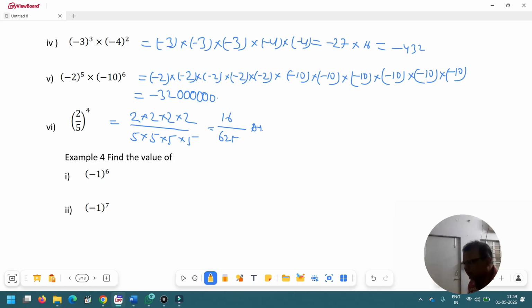Consider the next example. Find the value of minus 1 to the power 6. Since 6 is an even number, minus 1 to the power 6 will be 1. And here, minus 1 to the power 7, where 7 is odd, will be minus 1.